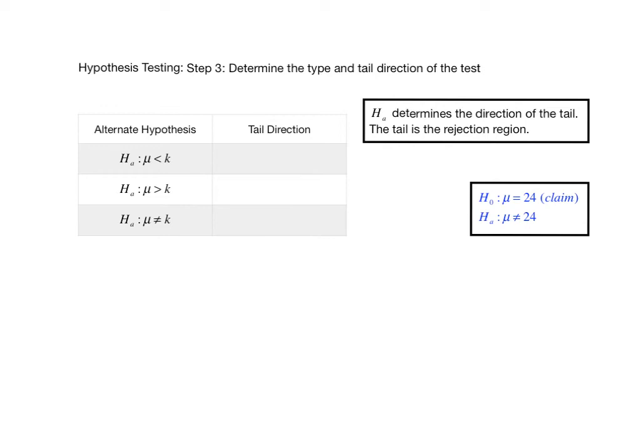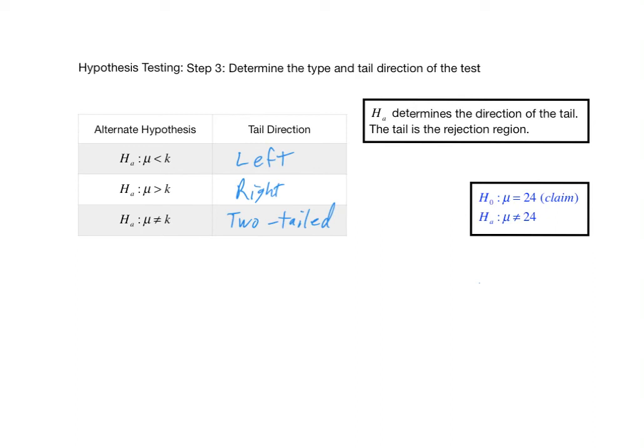Remember, the alternative hypothesis does not have the equality in it, so it can possibly be any of these 3 things. If the alternative hypothesis is that mu is less than a number, then you're doing a left-tailed test. If mu is greater than a specific number, then you're doing a right-tailed test. And if mu is not equal to a specific number in the alternative hypothesis, then you are doing a two-tailed test. So if mu is less than, you've got a left-tailed test. If mu is greater than, you've got a right-tailed test. And if mu is not equal to, you do a two-tailed test.